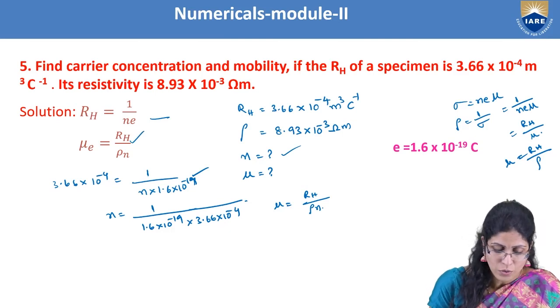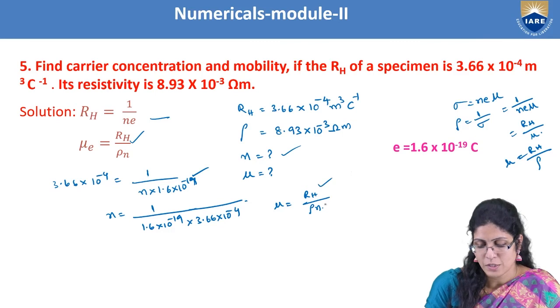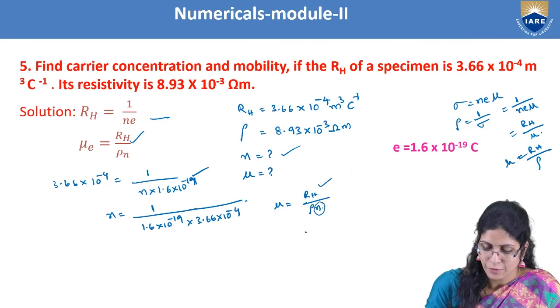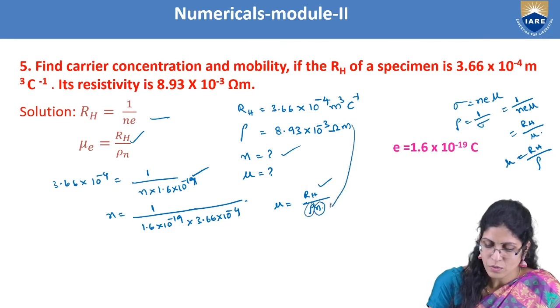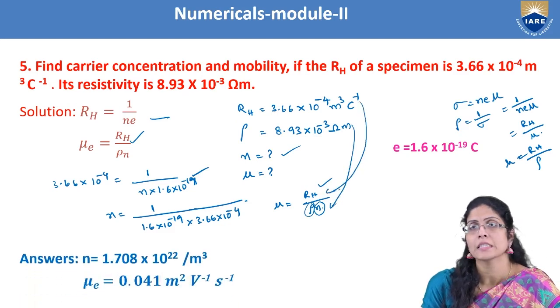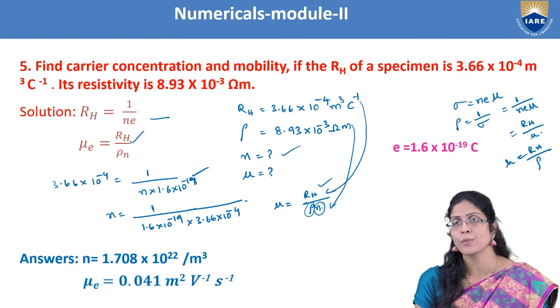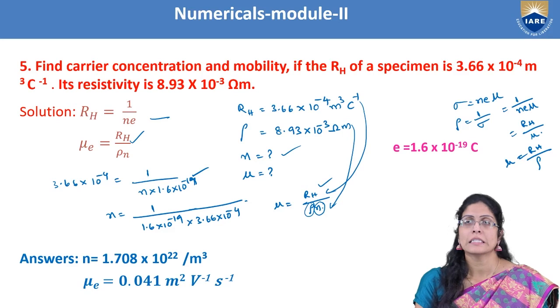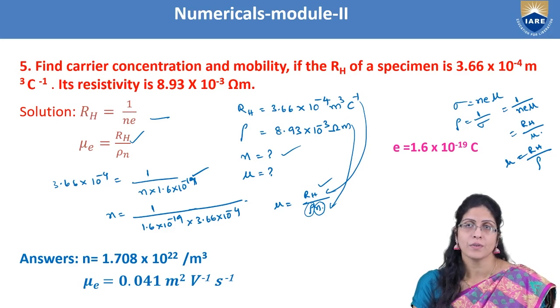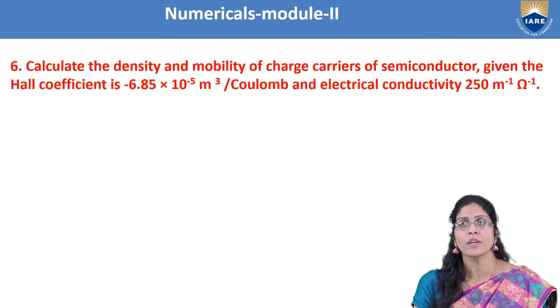So now you have N, and you have to substitute that N here. You have rho, from this you substitute, RH from this you substitute here. So you will end up with N as 1.70 × 10^22 and mu as 0.041 meter square volt inverse second inverse. Okay, so now going for the next problem.